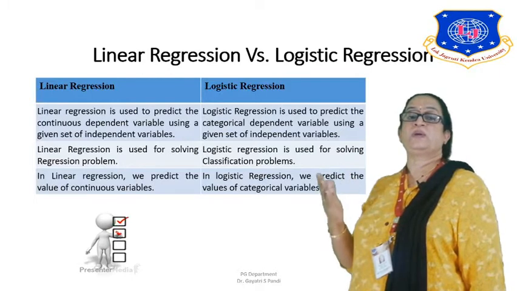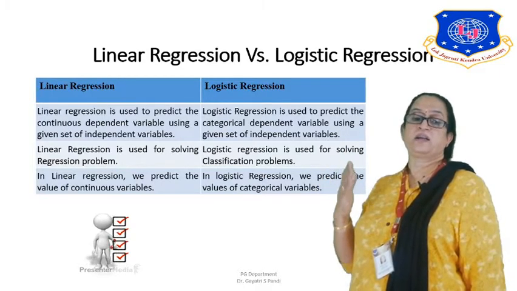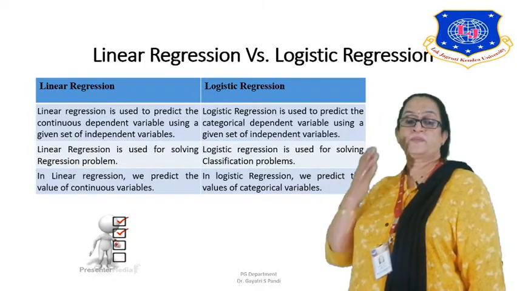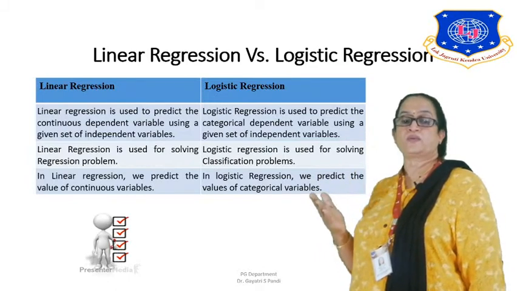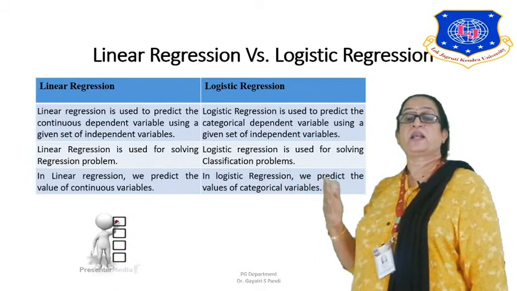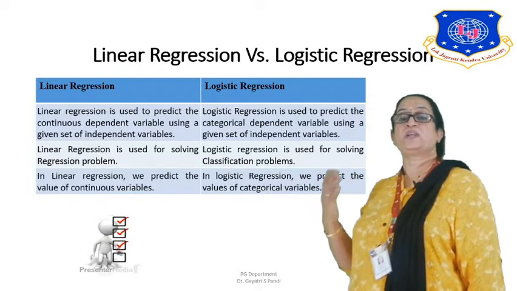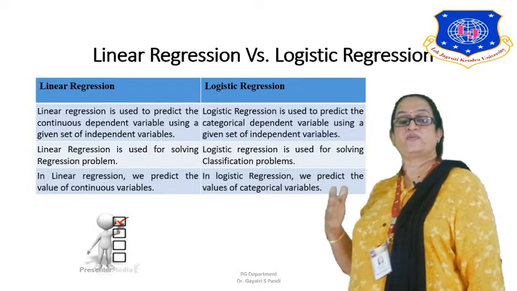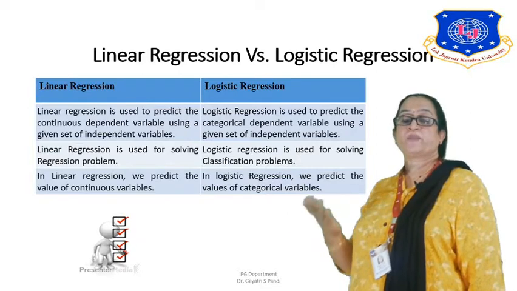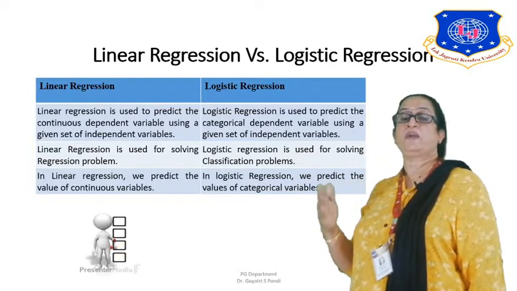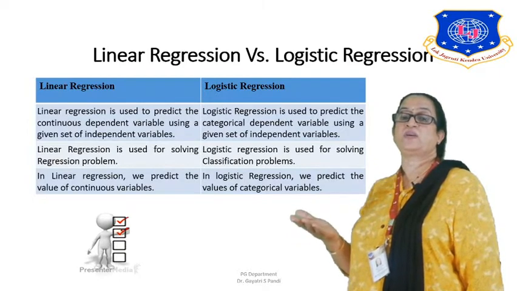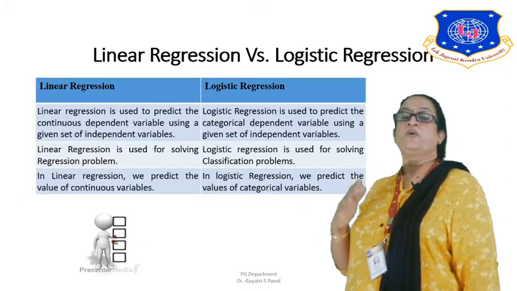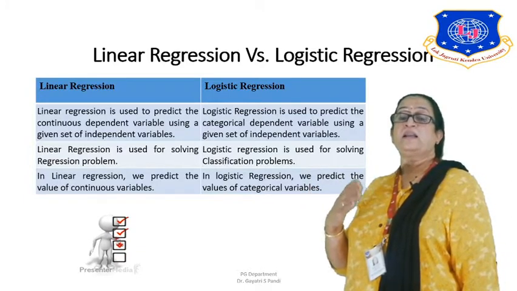So let us see the difference between linear regression versus logistic regression. Linear regression is basically used for prediction, right? Prediction of continuous dependent values using a set of independent values. Whereas logistic regression is used to predict the categorical dependent values, using a given set of independent variables. So linear regression is used for solving regression problems, that is prediction. Whereas logistic regression is used for solving classification problems, as we discussed about classifying whether it is 0 or 1, or the tumor is malignant or not, or whether a mail is declared as spam or not.